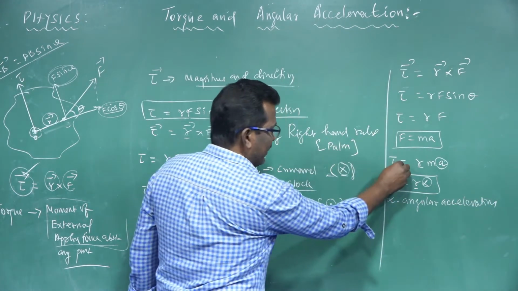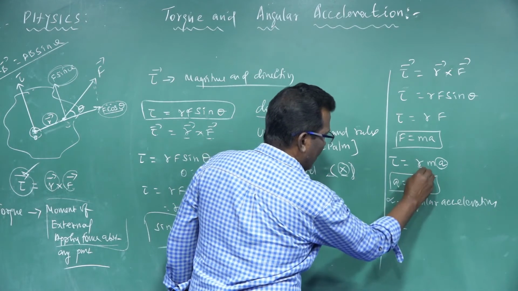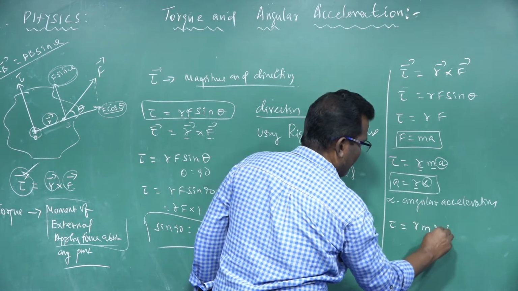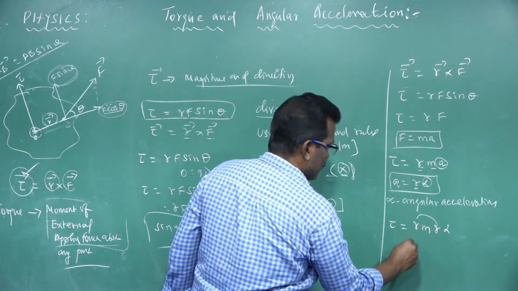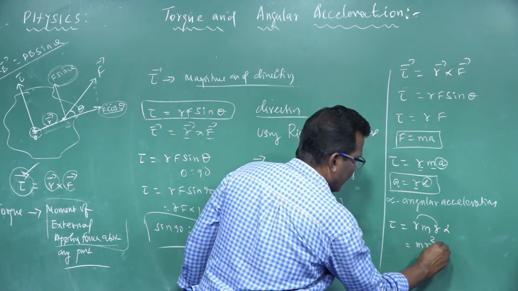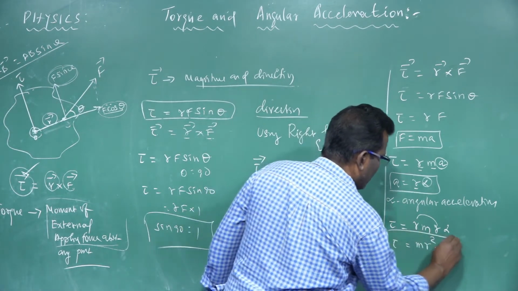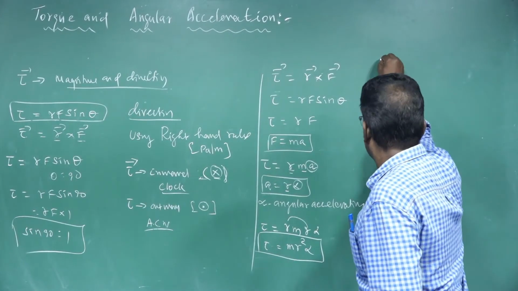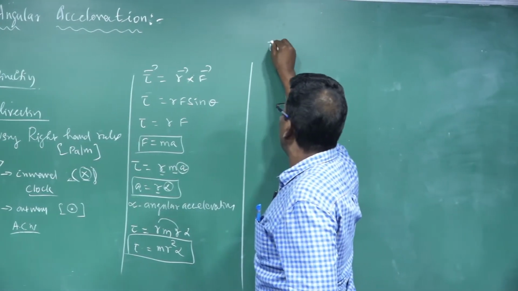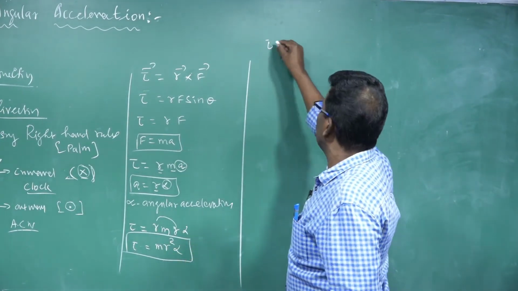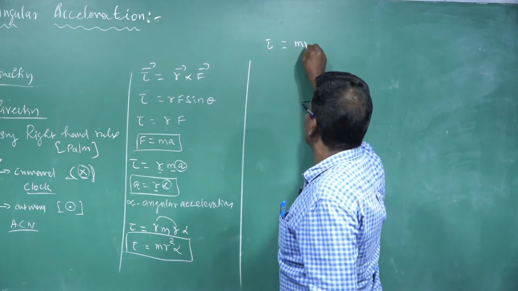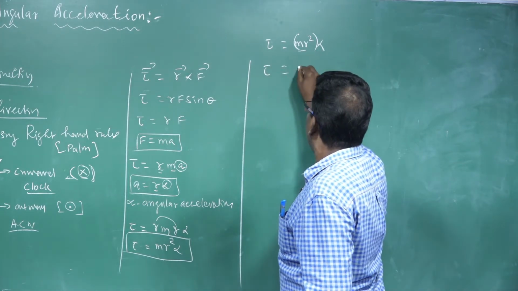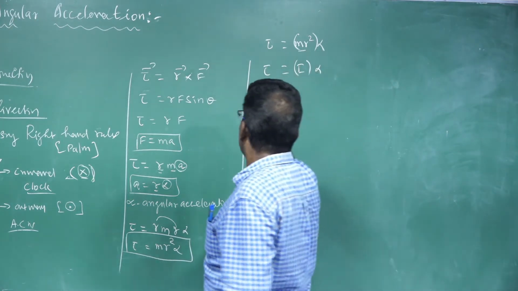Now rewrite tau is equal to r m instead of a: r into r square, so m r square into alpha. Tau is equal to m r square alpha. So we know that m r square is I. What is I? Moment of inertia.